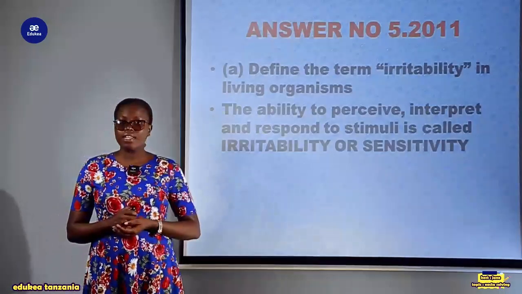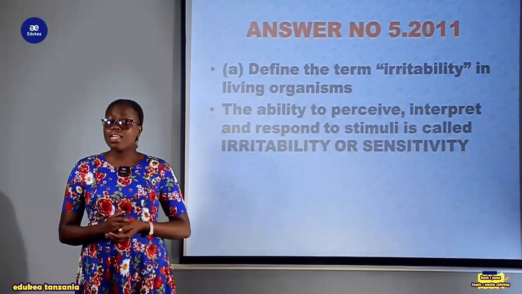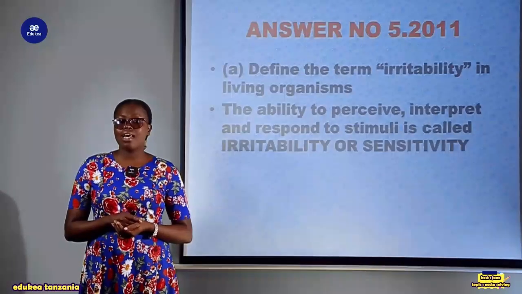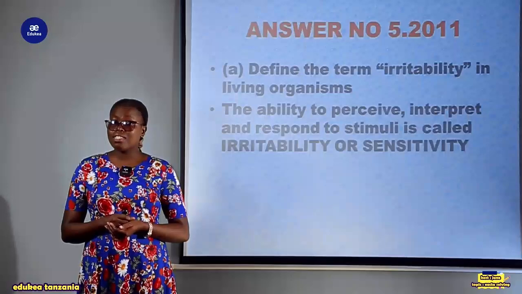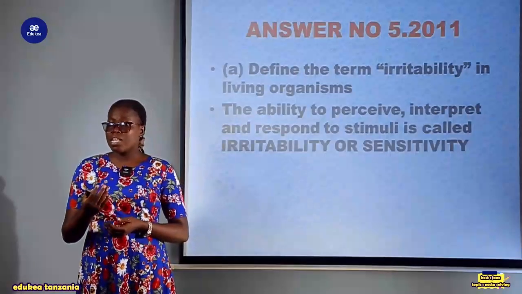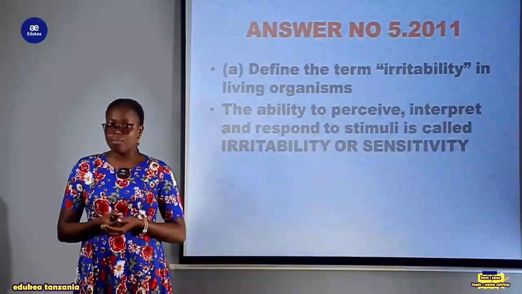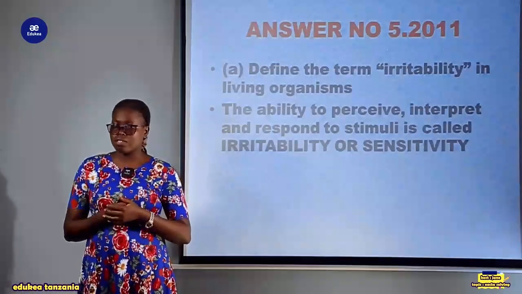The first one, you are needed to define the term irritability. Irritability is one of the characteristics of living things. Both plants and animals have the characteristic of irritability. Irritability or sensitivity is the ability of an organism to detect and to respond to change in the stimulus. That stimulus can be either an external stimulus or an internal stimulus.